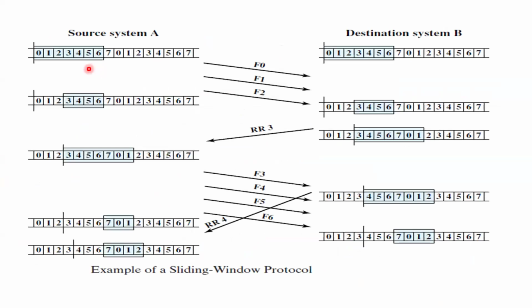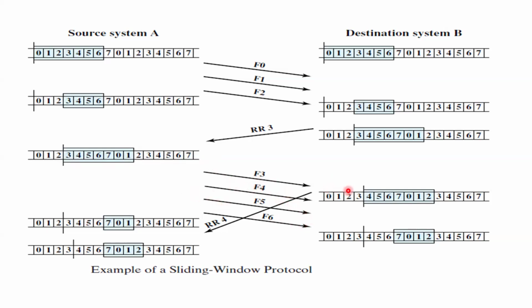Let us see a small example. Here there is a source A and a destination B, with sequence numbers 0 to 7, and a starting window and ending window. The starting window shares 3 frames at a time: F0, F1, F2. Now the receiver has to start from 3: 3, 4, 5, 6, 7, 0, 1. So this is my frame set. Again it started from F3, F4, F5 and F6, which were transferred.